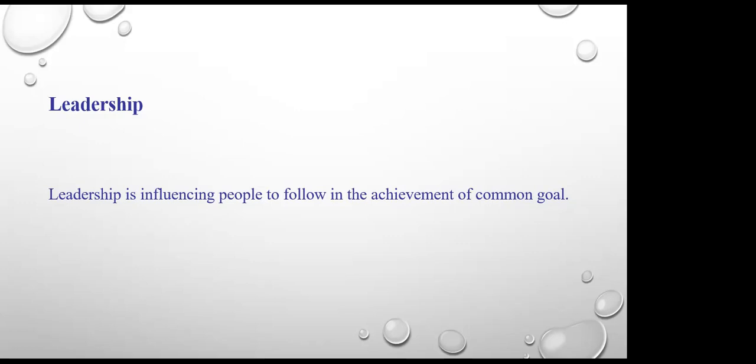What will be the common goal? As we discussed about policy, the common goal will be the health and safety of the employees, increasing the production or increasing the quality or on-time delivery. That is also a common goal for everybody. And also not polluting the environment with our operations, that is also a common goal for the employees. So that is leadership.